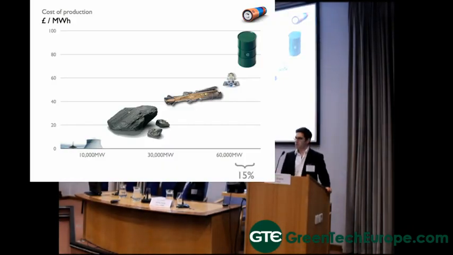The last way of looking at it is in terms of price. This chart shows the cost of production from different fuel sources. Cheapest and greenest is hydro and nuclear, and then it gets more and more expensive and more polluting as you go up the stack. We're replacing the diesel.